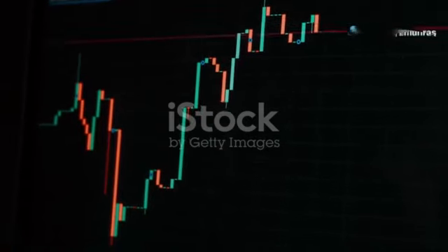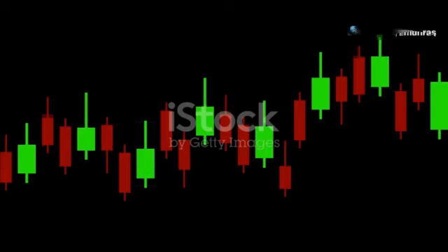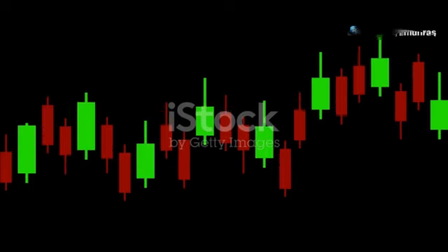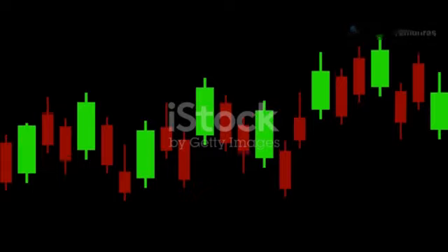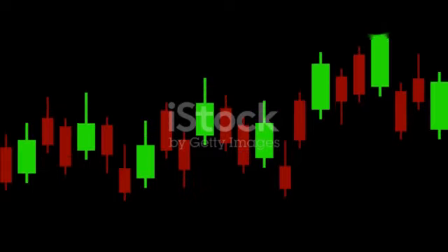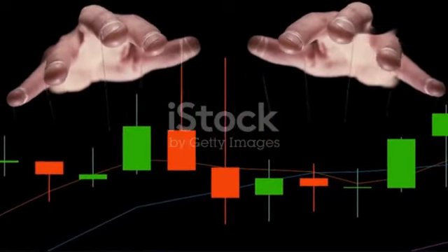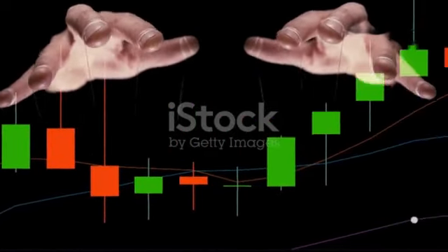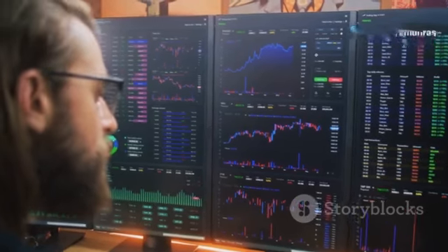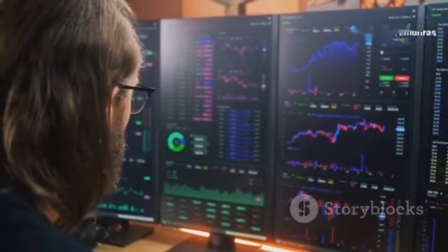One common pattern is the doji. This candlestick looks like a plus sign or a cross, with the opening and closing prices being very close together or even equal. The doji is a sign of indecision in the market. It's like buyers and sellers are in a standoff, unsure of which direction to take the price.